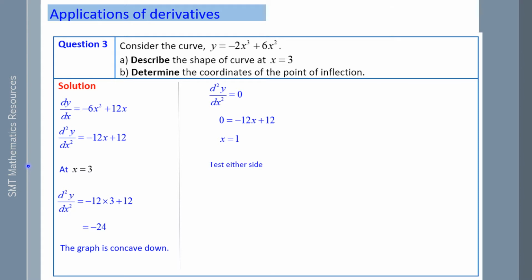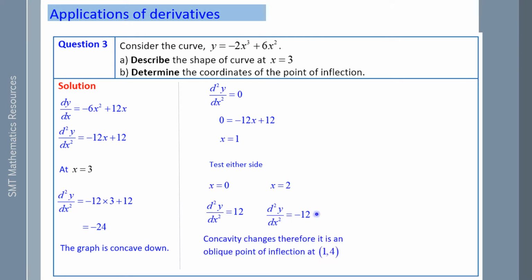So the solution is 1. If we test either side, we can go and sub in x equals 0 or x equals 2. That's going left 1 and right 1. Now if we sub 0 into here, or we sub 2 into here, that tells us the second derivative at those 2 points. The first one is 12. The second one is negative 12. Hence the concavity changes. Therefore, it's an oblique point of inflection at 1, 4, or x equals 1, y equals 4.